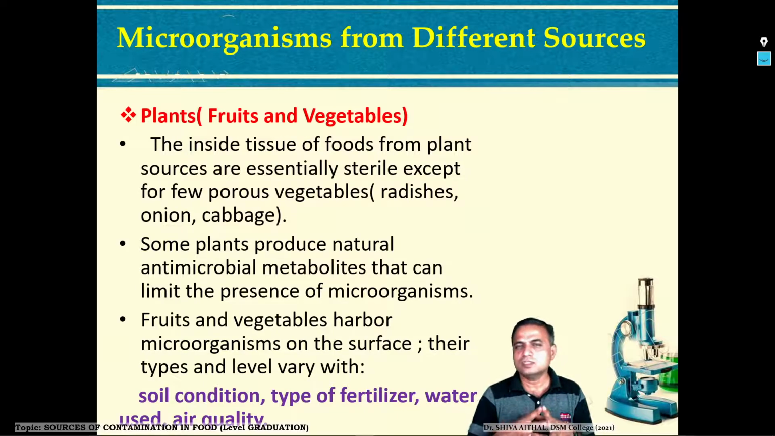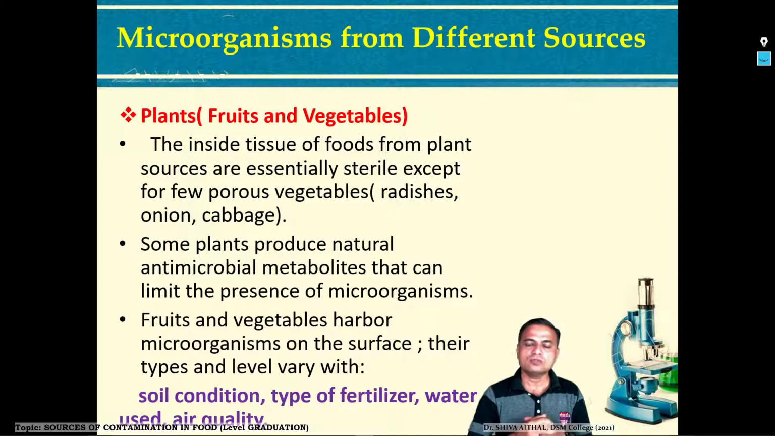So microorganisms can be added from different sources: plants, that is fruits and vegetables, which we use, the livestock and the feedstock, which I was talking about, and the agricultural sources. The inside tissue of the foods from plants is sterile. That is, if you take the inner part of a fruit, it is sterile. Only if the vegetable or the fruit is porous, like radish, onion, cabbage, these are porous in nature, they may have microorganisms within.